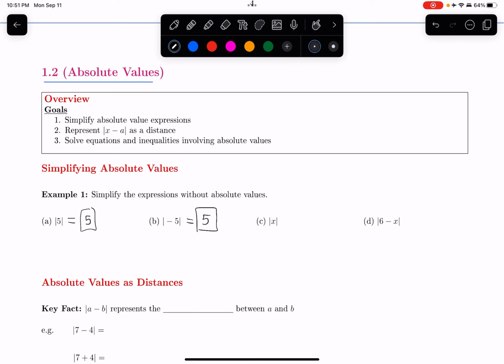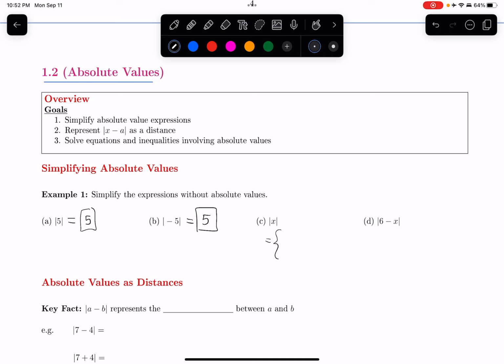Now we're going to up the difficulty a bit. Part C and part D don't just have a number inside, like 5 or negative 5. They have something with a variable inside. So it's unclear whether the thing inside is negative or non-negative. As a result, the best we can do is express it as what's called a piecewise function. We need two cases for this.